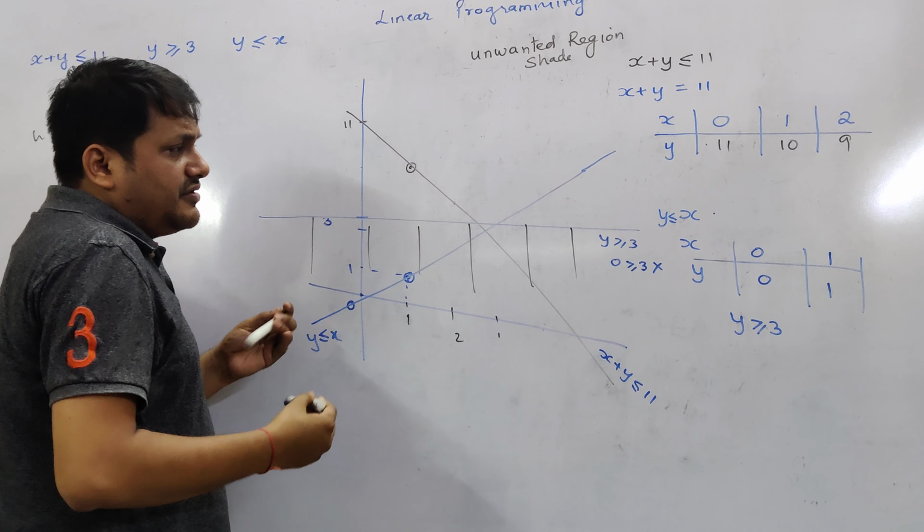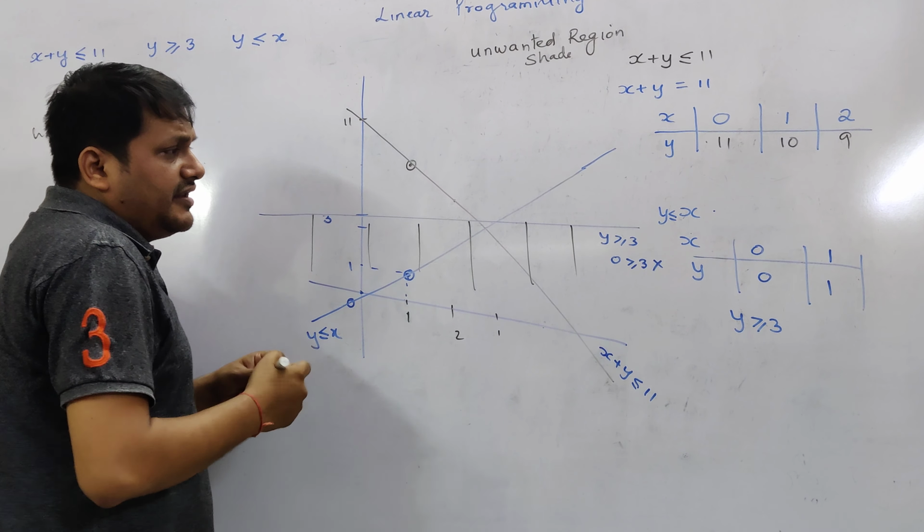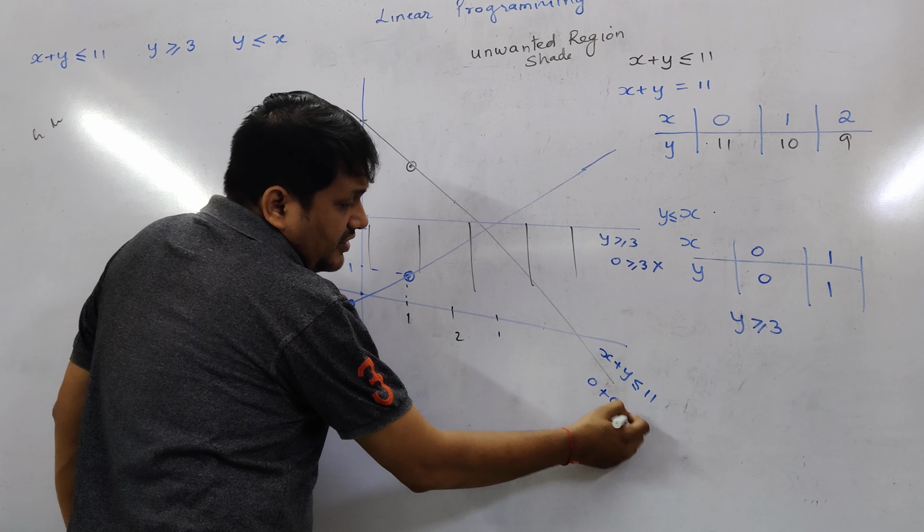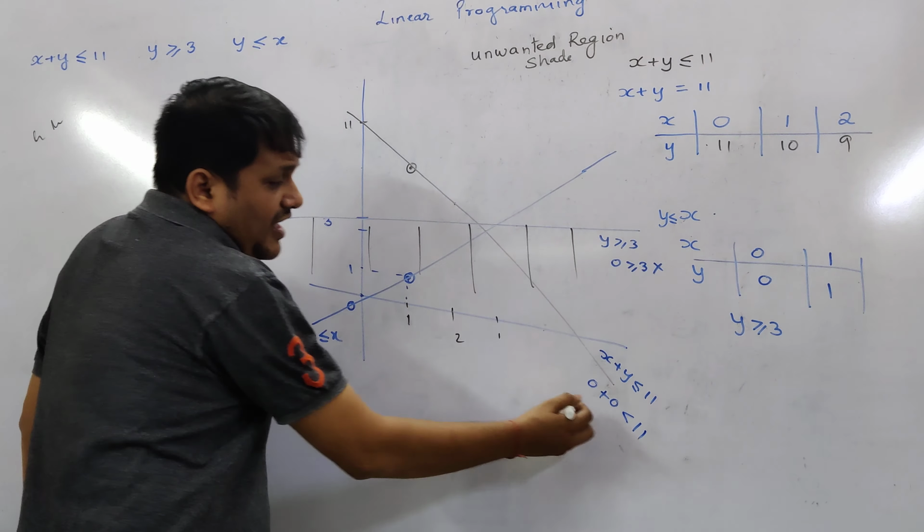I take this equation again, x plus y is less than equal to 11. Again I put this origin point 0, 0 in this particular case. And 0 is less than 11. So tell me friends, is this correct? Yes. So the origin lies in the region. As you see, I take this line and this is my which region? Wanted region, because 0, 0 is satisfying my inequality. So for me the unwanted region is here.